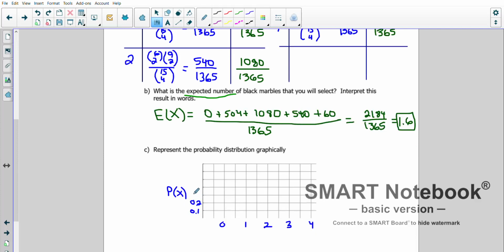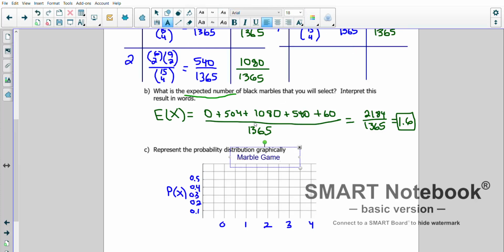No, I'm almost done the whole thing. I might as well keep going. Okay, we'll call this marble game. Sounds good. Keep it simple. And then I'll get the line here, make it a little thicker, make it blue.